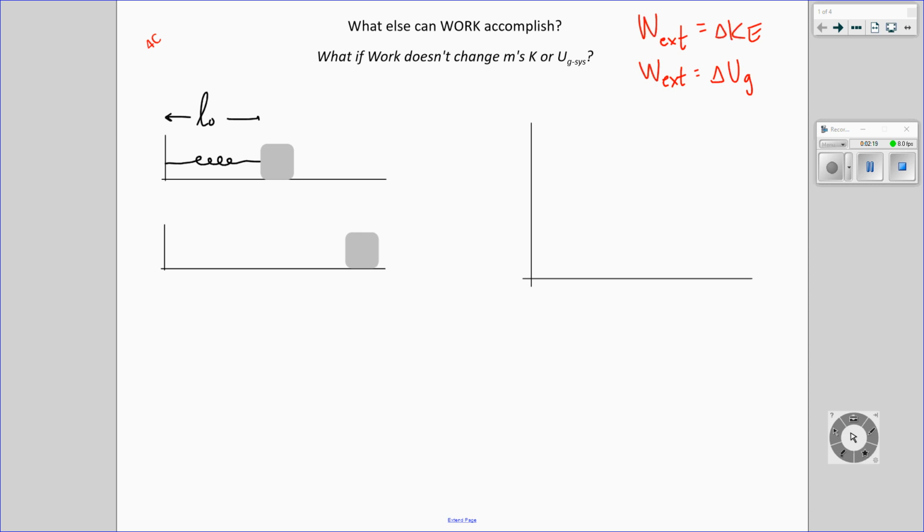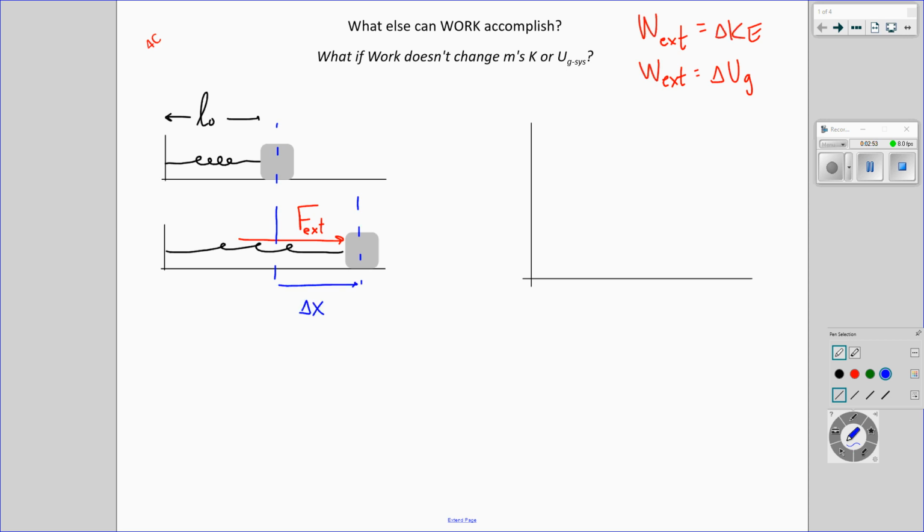So now we have moved this object. Now, some force has been applied to this object in this direction. This is what we call an external force. That's Jim pulling on this block, and that has displaced this object through some distance delta x.